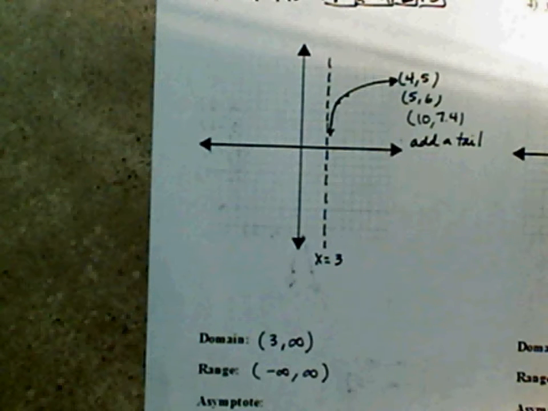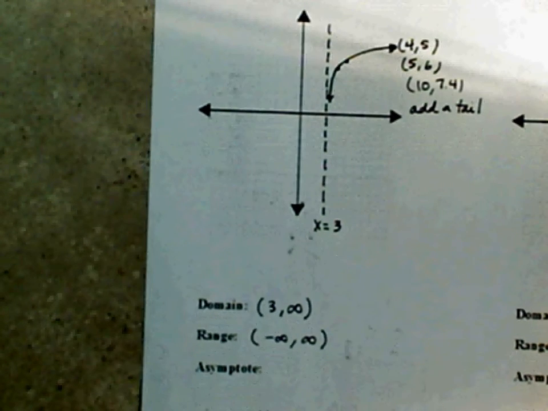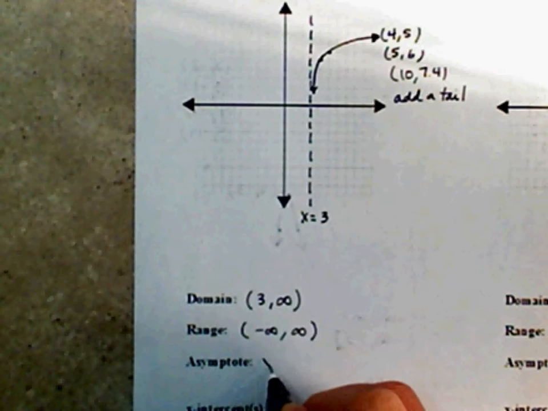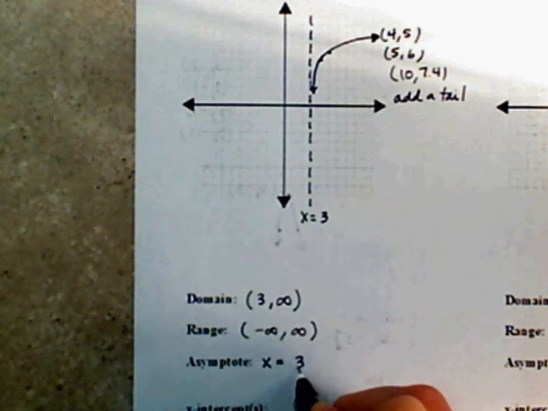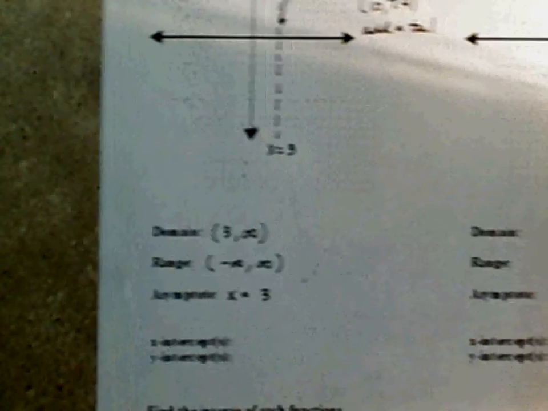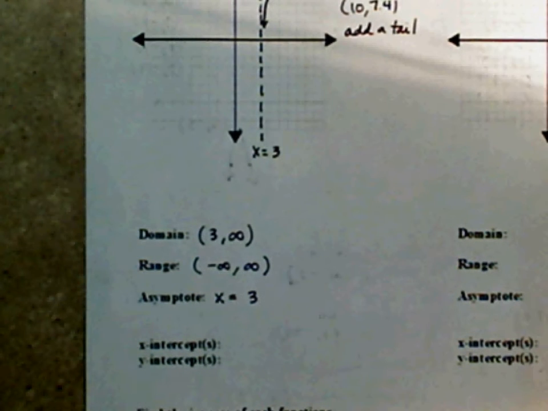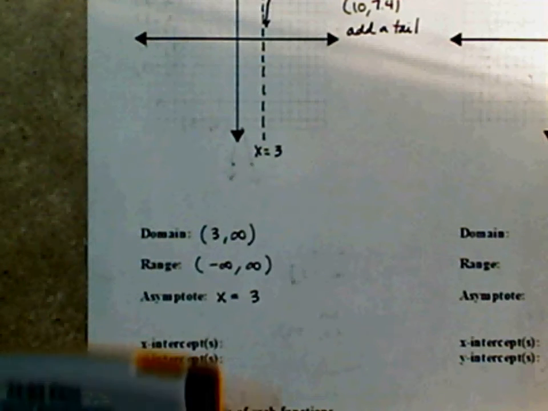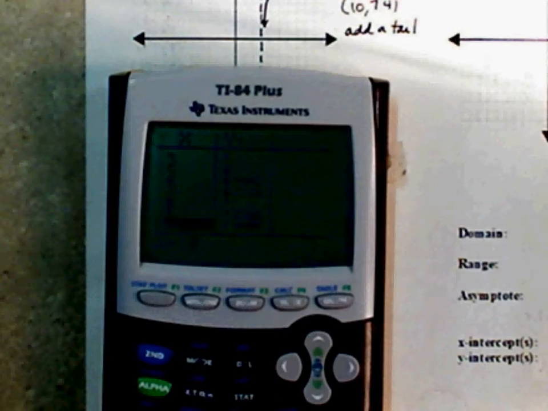All right. Asymptote. What is that dash that you keep going toward but you never cross? X is equal to 3. Okay? All right. Your x-intercept. Let's go find our x-intercept. Where is it across the x-axis? Well, let's see. This one will not show you.